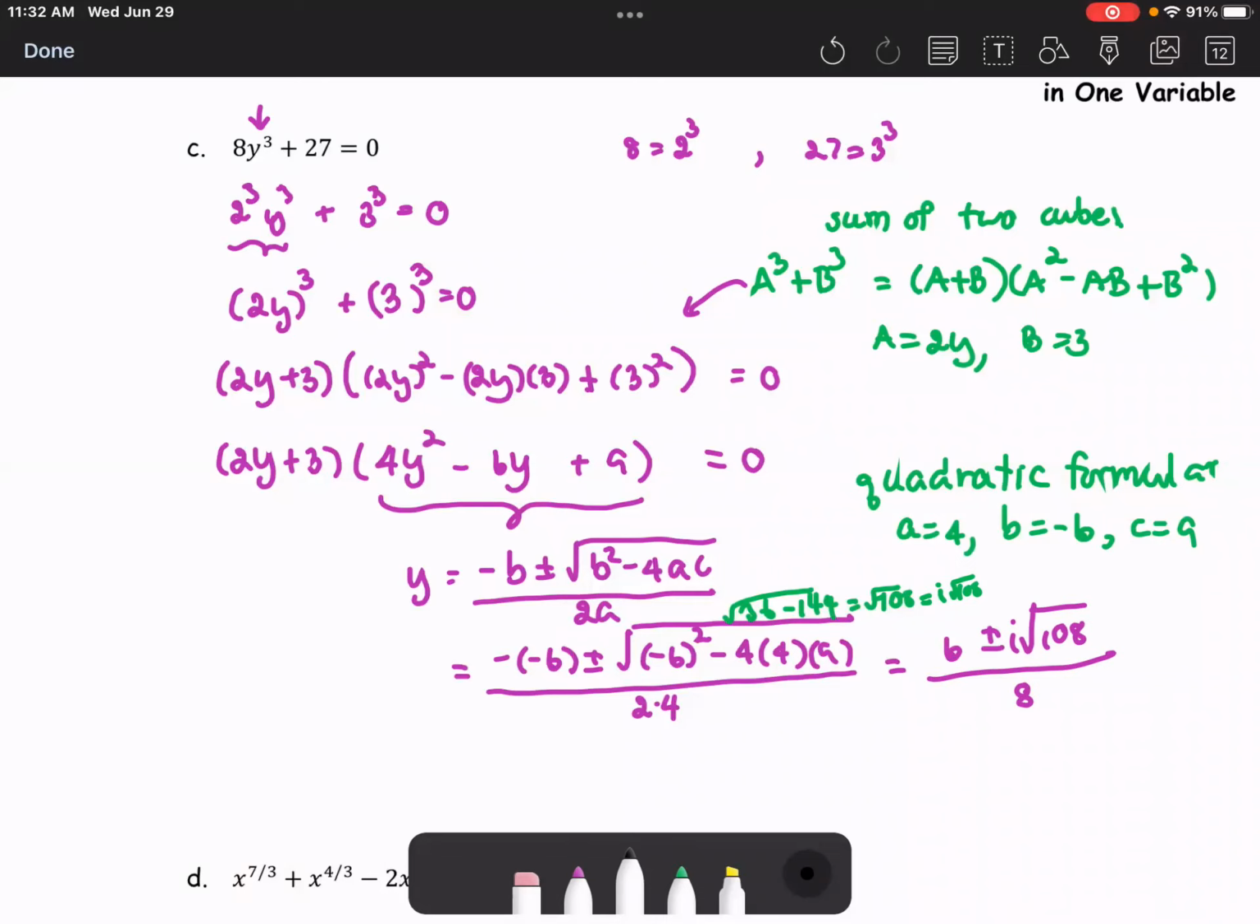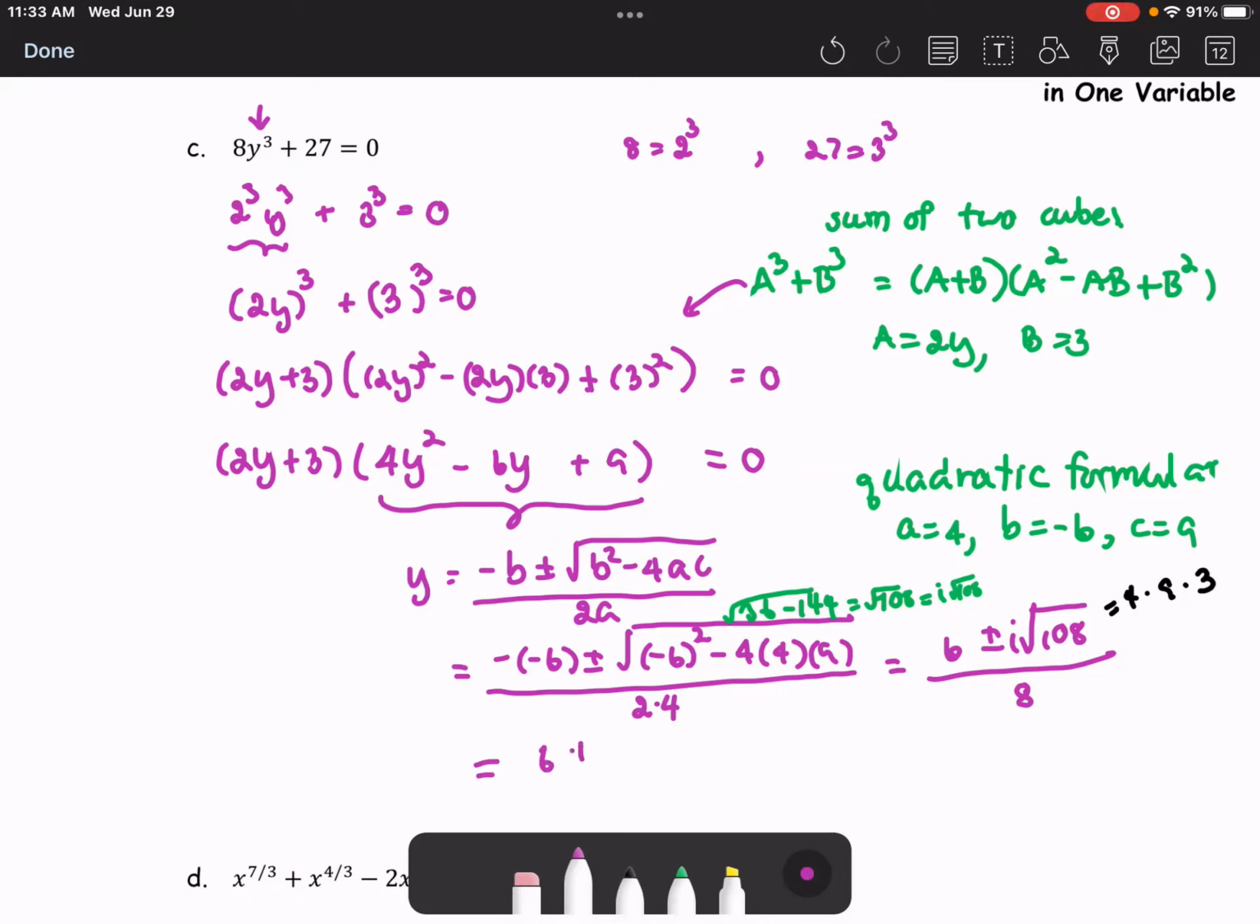6 times 2, that is 12, 12 times 9. Or we can rewrite it as 4 times 9 times 3, because if we look at the square numbers, we can take the square root and simplify it more. So we got the square number 4, number 9, number 3.